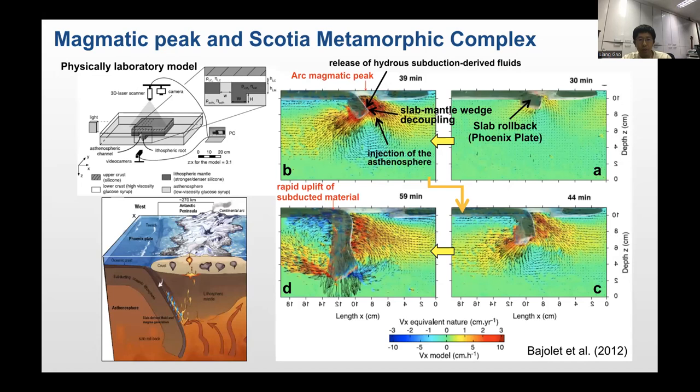Previous studies have done physical models to explain the magmatic peak at the arc. The slab rollback will cause the upwelling of asthenosphere, and this hot asthenosphere then flowed into the place between the subducted slab and the lithospheric mantle, because the slab rollback will cause the decoupling between the rollback slab and the lithospheric mantle, and will cause the release of hydrous subduction-derived fluids from the subducted slabs, and finally formed the arc magmatism.